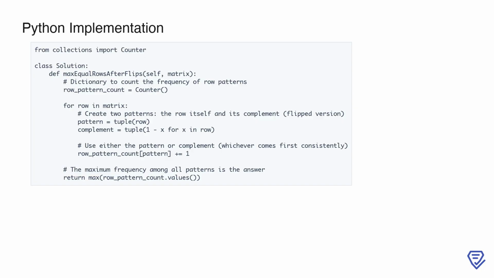Whichever pattern, original or complement, is consistent across multiple rows will accumulate the highest count. For finding the maximum frequency, after processing all rows, the maximum value in the row_pattern_count dictionary represents the maximum number of rows that can be made identical after flipping columns. This algorithm is efficient and avoids explicitly flipping columns. Instead, it leverages the symmetry between rows and their complements to directly calculate the result. The time complexity is O(m*n), where m is the number of rows and n is the number of columns, as we traverse the matrix and process each row. The space complexity is also efficient, as the row_pattern_count dictionary grows proportionally to the number of unique row patterns.